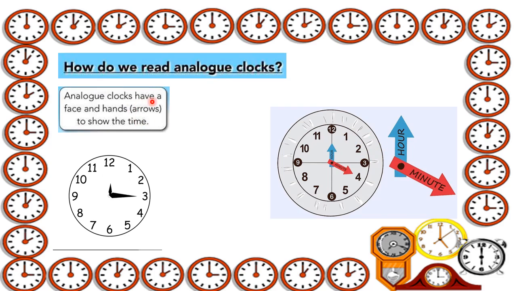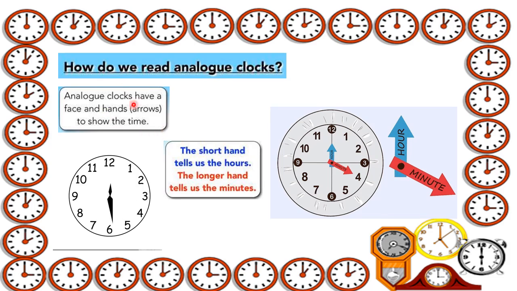So analog clocks have a face, and on its face there are numbers from 1 to 12. An analog clock has a face and hands. Where are the hands? These arrows are the hands of the analog clock, the hour hand and the minute hand, to show the time.